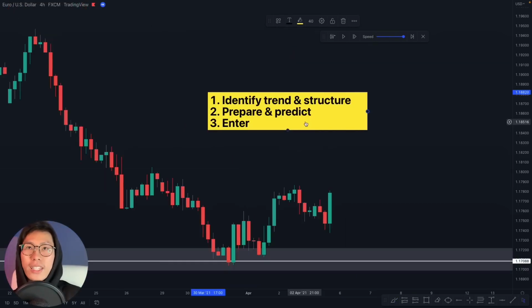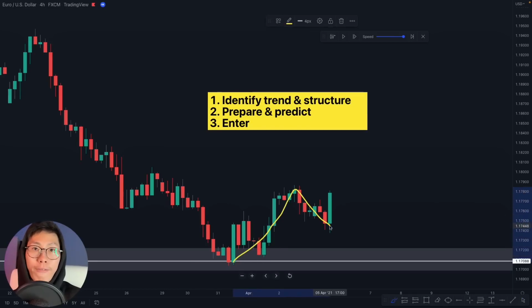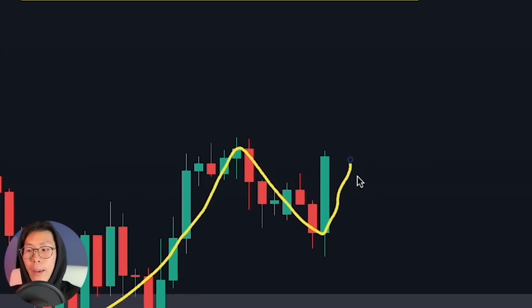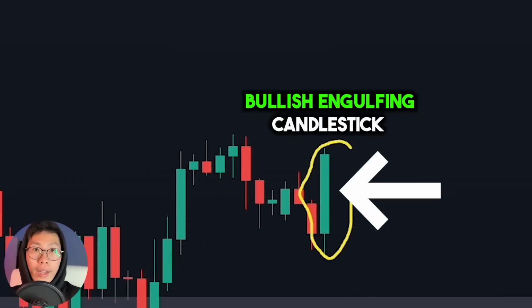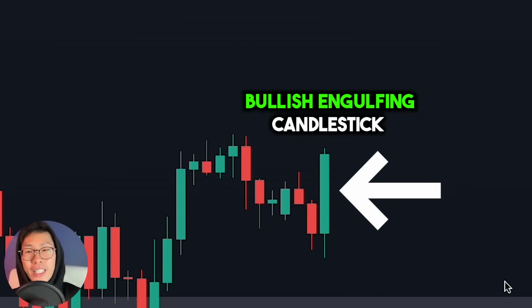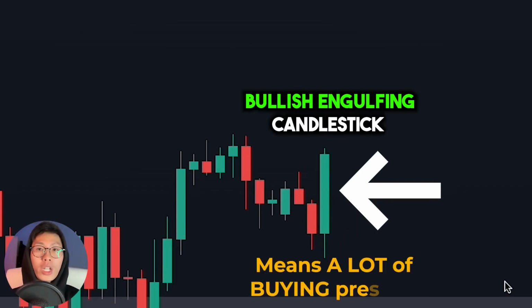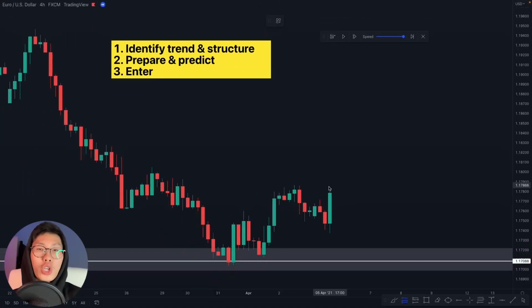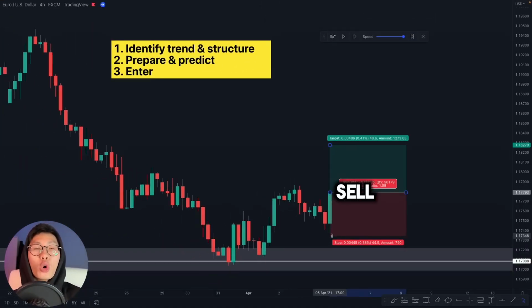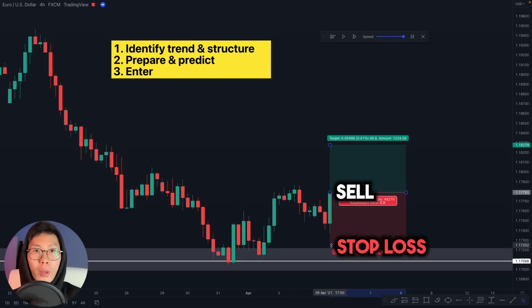Which brings us to the second step, which is to prepare and predict, right? And right here, price has created your new higher low. So that's the first sign that tells us that price is going to reverse. The second sign is this bullish engulfing candlestick right here. This tells us that there is a lot of buying pressure in the market, a lot of buyers in the market, because it's literally a big fat green candlestick. So we can enter for a buy position right here, and I'll place my stop loss a few pips below the last higher low. This is the last higher low, so I'll place it a few pips right here.